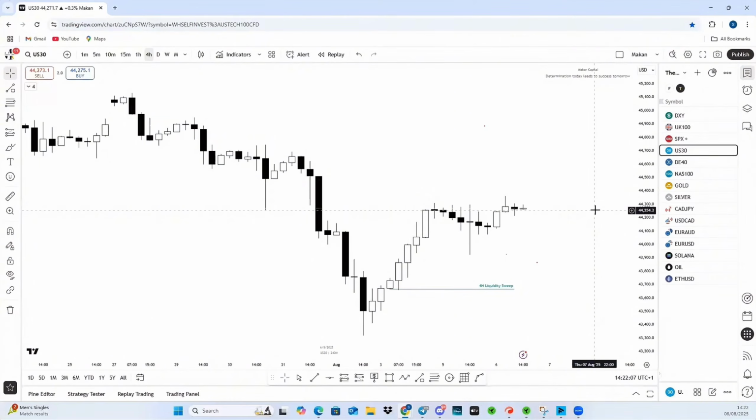Obviously, there has to be a confirmed structure shift after the sweep, which means either the 4-hour candle that does the sweep closes bullish, or the next candle closes bullish. Obviously, my execution is on the 4-hour.